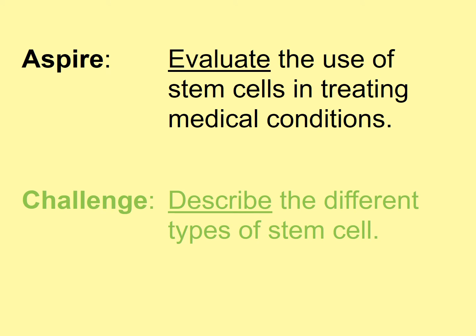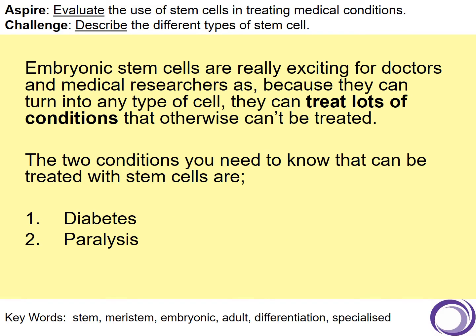You should be able to describe what a stem cell is and the different types. So we've got the embryonic and the adult stem cell, and then we need to look at the use of stem cells. Embryonic stem cells are really exciting for doctors and researchers because they can turn into any type of cell. So if anything gets damaged, we can replace it, and you'll be fine.